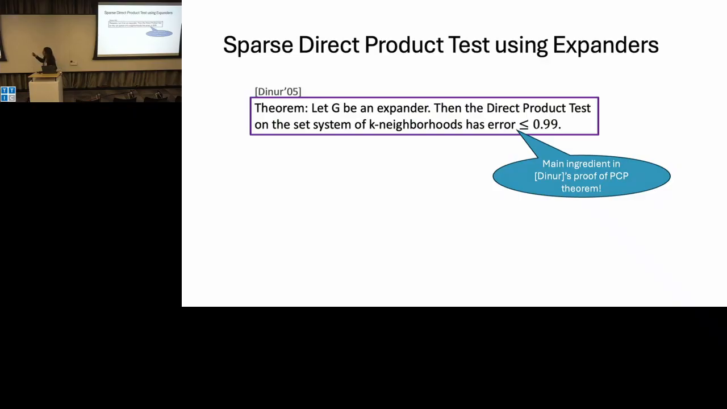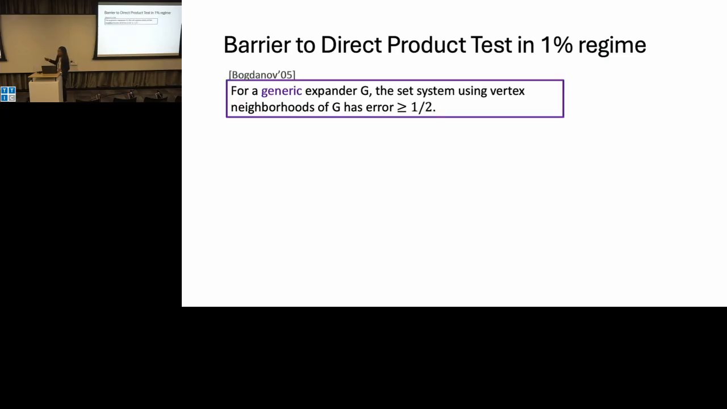And this was the main ingredient in her PCB. And in fact, the same counterexample that I showed can be put into this framework to get that for a generic tree-like expander, this set system of vertex neighborhoods will always have large error. You can construct functions which will always pass the test with probability half, but they do not correspond to any direct product encoding. So they fool the direct product test.